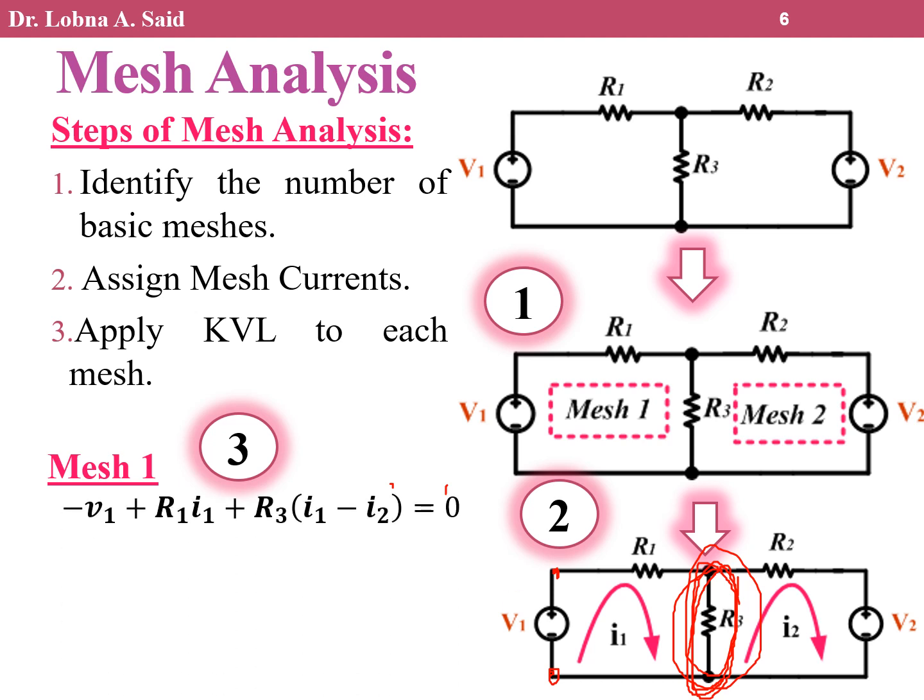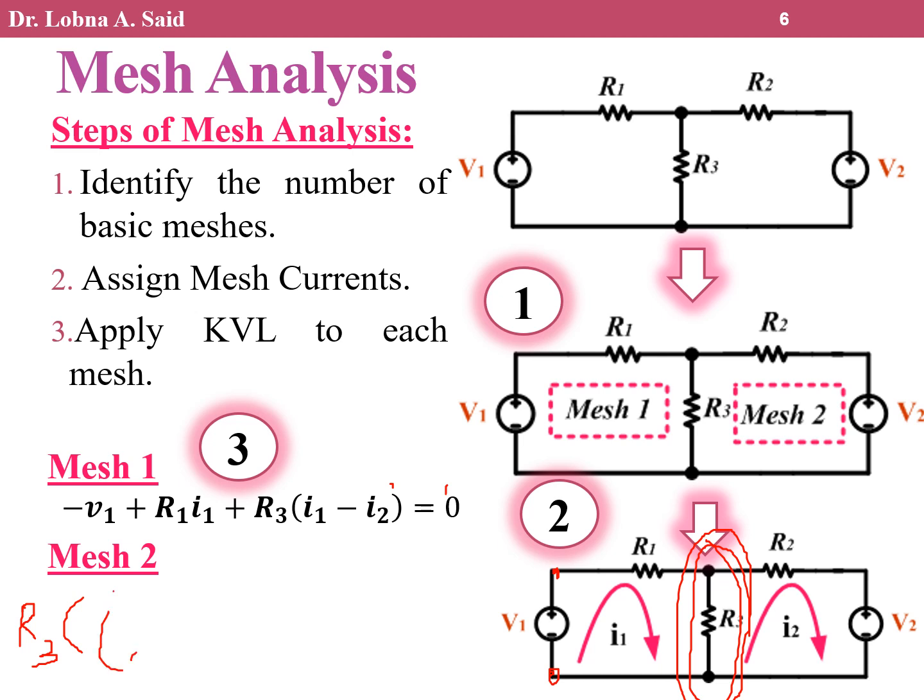Now let's write mesh 2. Once we move to mesh 2, which is the dominant current? I2. I2 is the dominant. So when I write the KVL at this element in mesh 2, I2 is the dominant current. So how do I write the voltage? Note that I am writing the voltage equation: R3 times the dominant current, which is I2 minus I1, plus from here to here the voltage is R2 I2, and from here to here I will write plus V2 equal to 0.